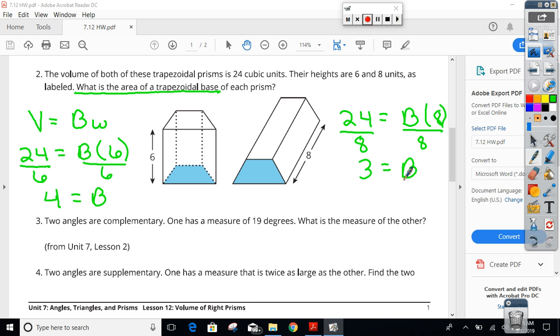Okay, number 3 says 2 angles are complementary. One has a measure of 19 degrees. What is the measure of the other? When angles are complementary, they add up to 90 degrees. So that means we have 19 plus the other angle has to equal 90 degrees. Subtracting 19 from both sides gives us x equals 71 degrees.